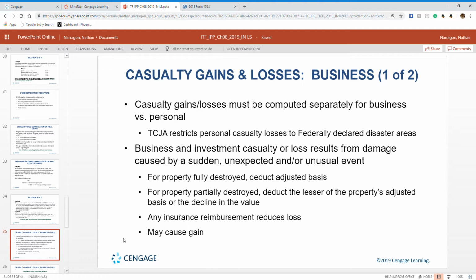Now, if you get paid insurance, any insurance reimbursed is considered income, and this will reduce the loss that we can actually claim. And of course, this may actually cause a gain, especially if the insurance reimbursed goes above whatever loss we can actually claim. We can actually owe money. And that does happen. Believe me, it does happen.